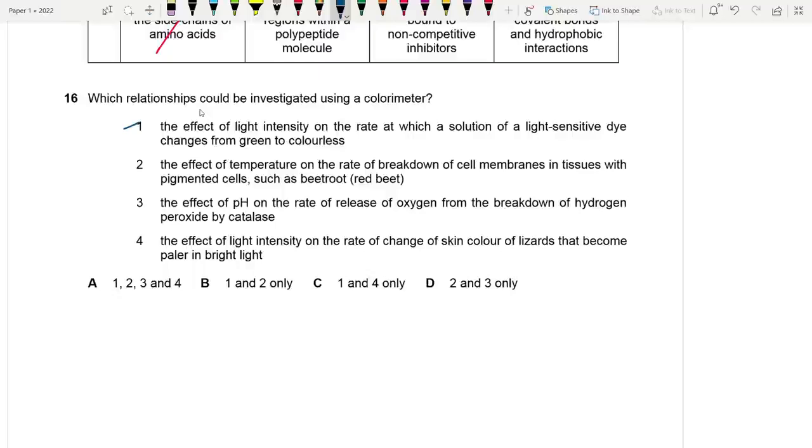The effect of temperature on the rate of breakdown of cell membranes in tissue with pigmented cells. This is good. The effect of pH on the rate of breakdown of cell membranes in tissues with pigmented cells. The effect of pH on the rate of release of oxygen from the breakdown of hydrogen peroxide. This is totally colorless. 3 won't do. The effect of light intensity on the rate of change of skin color of lizards that become paler in bright light.